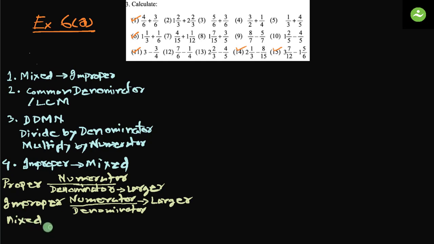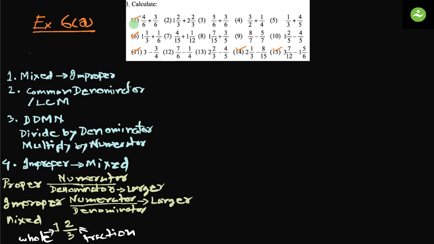And what is mixed? A mixed fraction has a whole number, 1 and 2/3. Here 1 is a whole number and this is a fraction. So a mixed fraction has two parts, whole number and fraction. Proper fraction, denominator is larger than numerator. Improper fraction, numerator is larger than denominator.